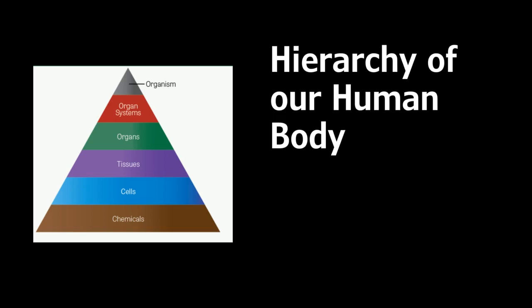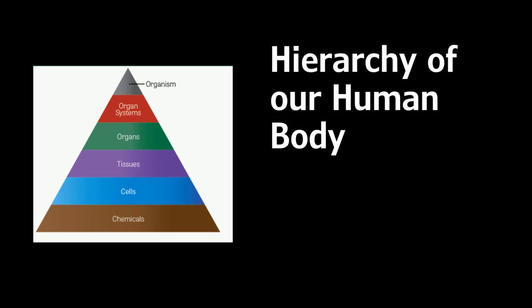After the atoms and molecules comes the cell. These are the basic structural and functional unit of life. There are about 37 trillion cells in an average human. After the cell is the tissue. These are a group of cells that are similar in structure and work together to achieve a particular function.